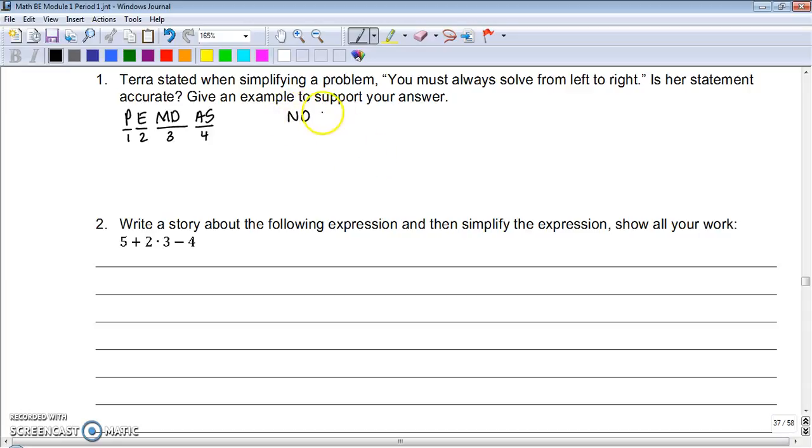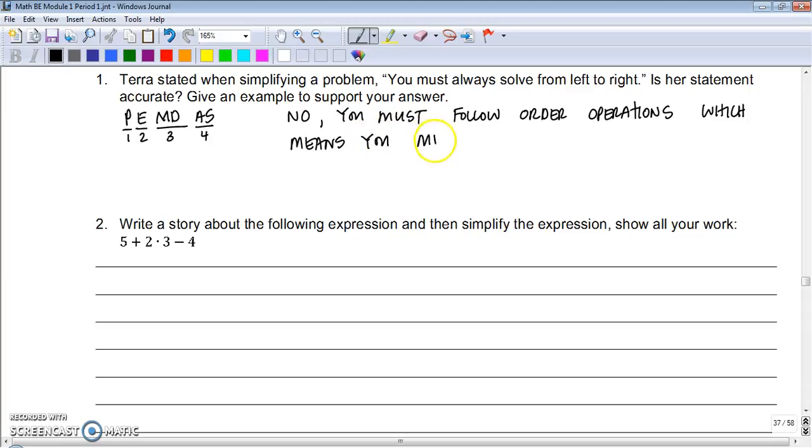No. You must follow order of operations, which means you might start on the right.